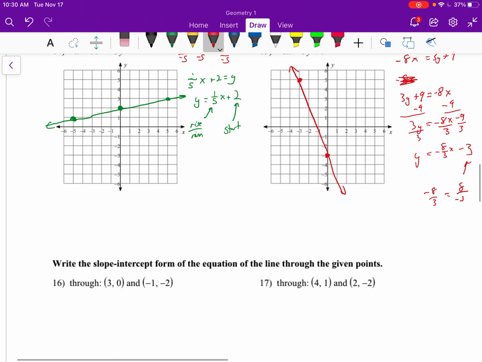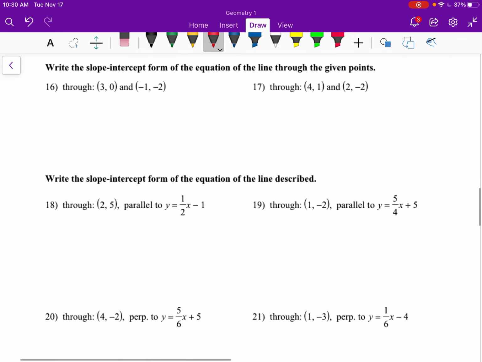All right, the next several parts are writing equations of lines. And the first two here, we need to find the slope. So we're going to find the slope. Remember, that's y sub 1 minus y sub 2 over x sub 1 minus x sub 2. So we have 0 minus -2. That's these two here. 0 minus -2 is like 0 plus 2. And then 3 minus -1 is like 3 plus 1. So our slope is 1/2.